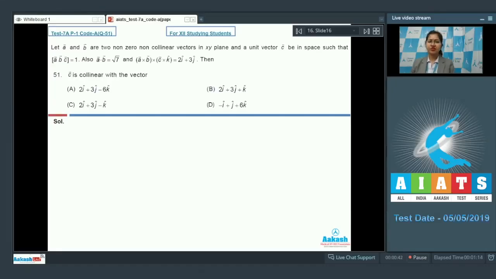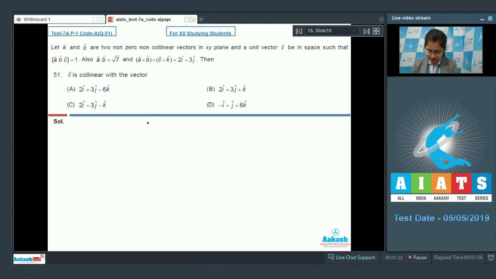Next is the paragraph for question number 51 and 52. Here it is given that A and B vectors are two non-zero, non-collinear vectors in the xy plane and a unit vector C is in space such that the scalar triple product ABC is 1. Also, A vector dot B vector is root 7 and (A cross B) cross (C cross K cap) is equal to 2I cap plus 3J cap. Then C is collinear with the vector.